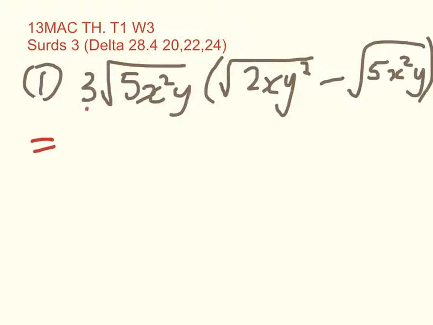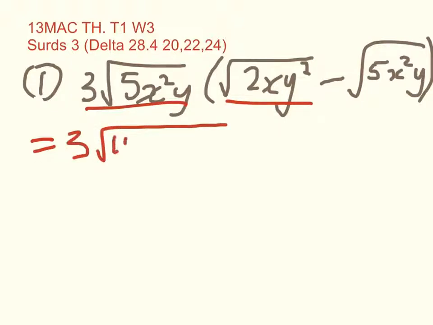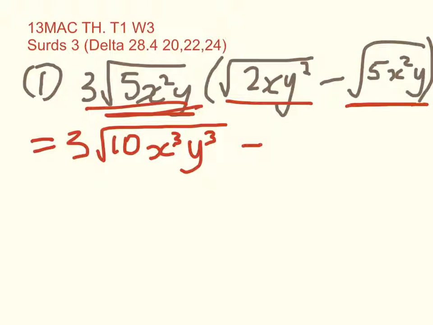So the first bracket that we're going to expand here will give us 3 times root 10 x cubed y cubed. I'm just basically gathering up my x's, my y's, and my numbers. Now I have 3 times root 5 x squared y times negative root 5 x squared y, which will give me 3 times just what's under the bracket, 5x squared y. So that bit's going to be fairly straightforward.